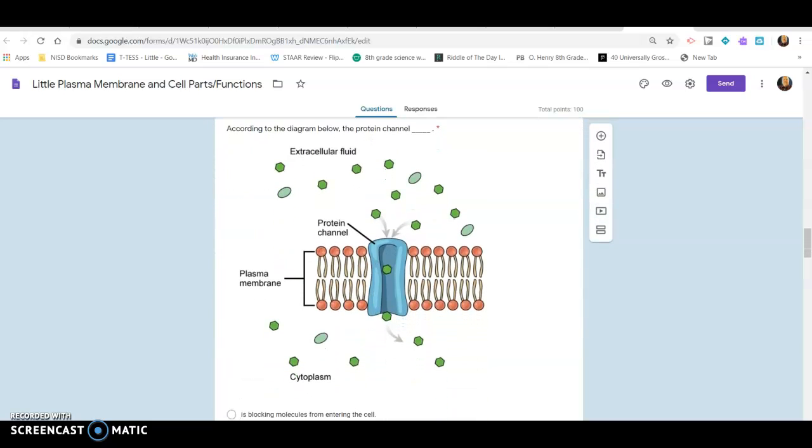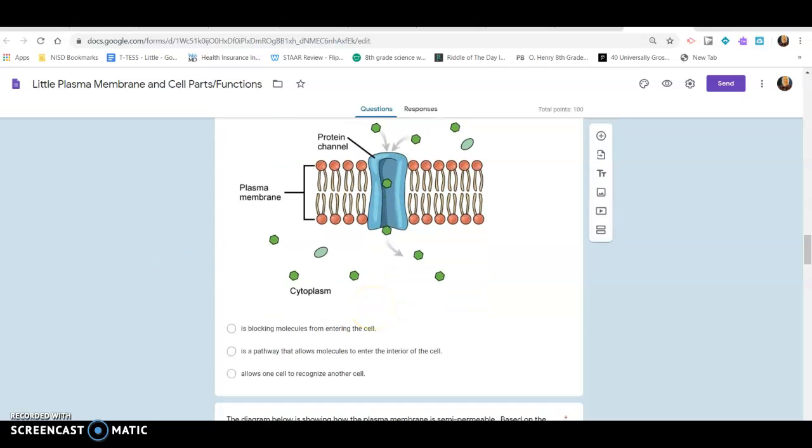Next question. According to the diagram below, the protein channel, which is shown right here, is blocking molecules from entering the cell, is a pathway that allows molecules to enter the interior of the cell, or allows one cell to recognize another cell.